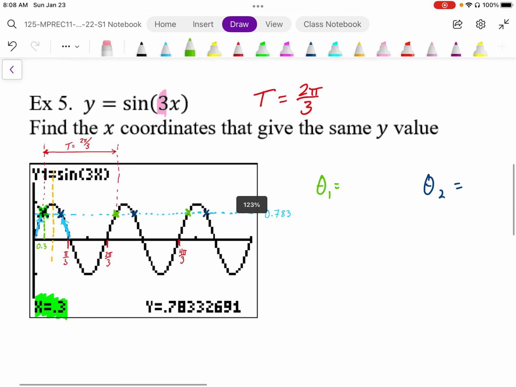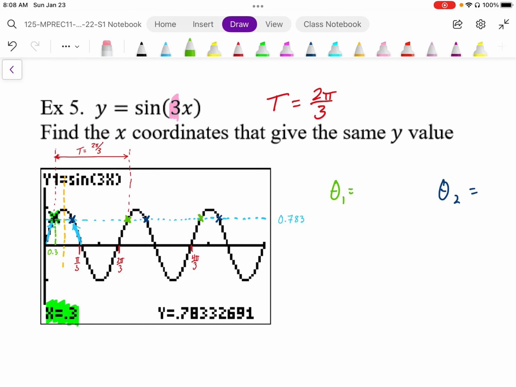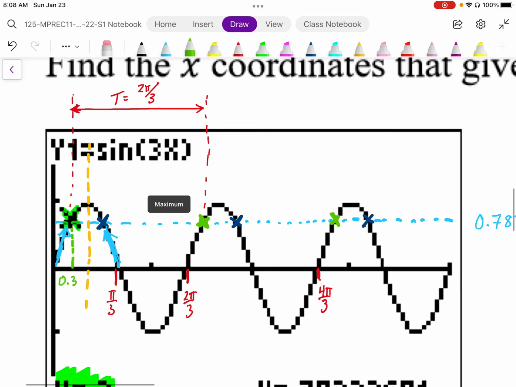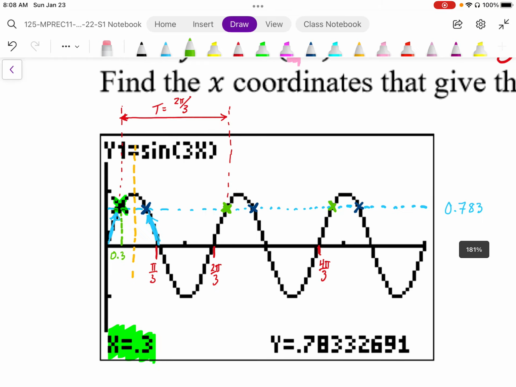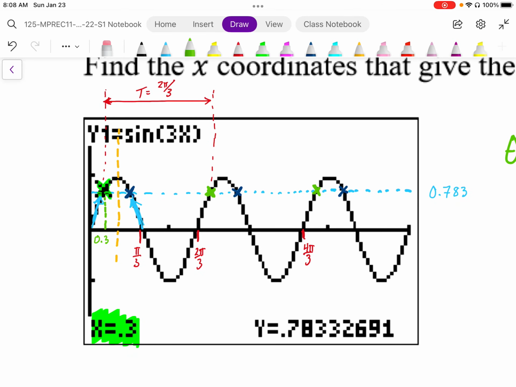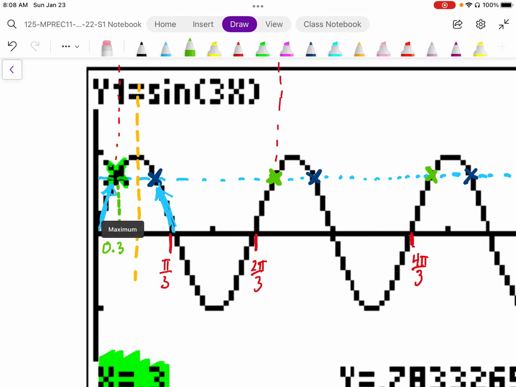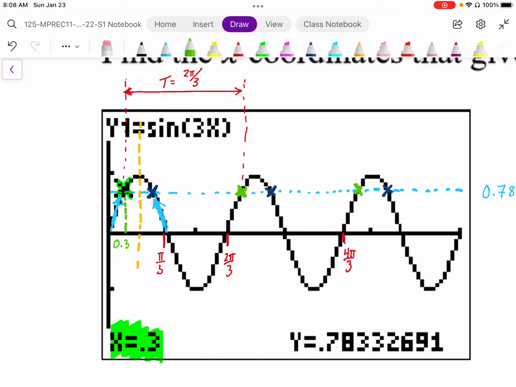So here, this example is essentially the same problem, but we now have a horizontal compression. So that changes the period. Our period now is 2 pi over 3. So if I take a look here, we've been given that first green point, and we know that if we want to move between the green points, it's going to be 1 period, or 2 pi over 3. The coordinate given that we start with is at 0.3. So I've drawn that on the x-axis in green at 0.3, and I can move 2 pi over 3 to move between the green points.